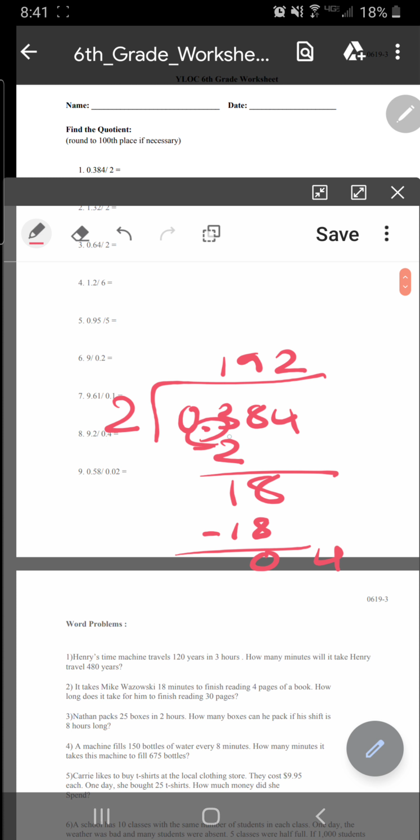Now, this decimal over here is moved back 3 times. So you would move it back 3 times over here. Your answer would be 0.192.